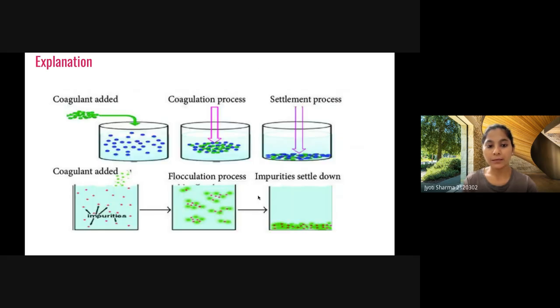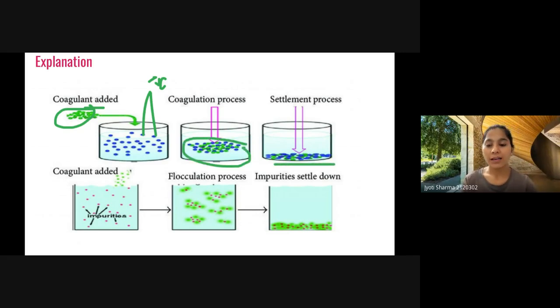Then under this we also had coagulation and flocculation. We already have learned that in coagulation we add some chemicals to wastewater. These suspended particles have a negative charge, and because of the repulsion between these negative charges, they stay suspended and are not settling down. If we add some coagulant, that will neutralize this charge, and this is how it will settle down. So this is the process of coagulation.